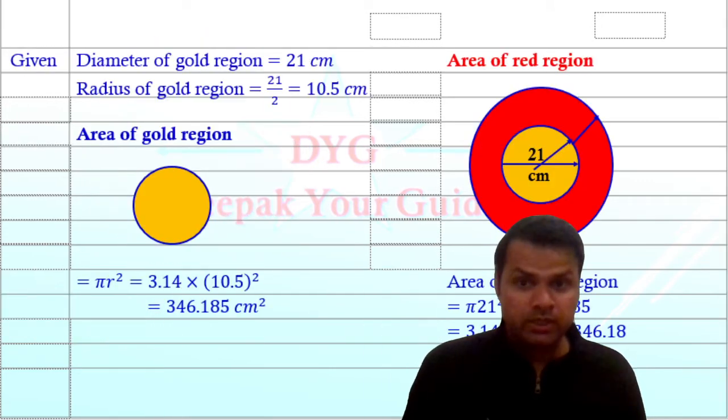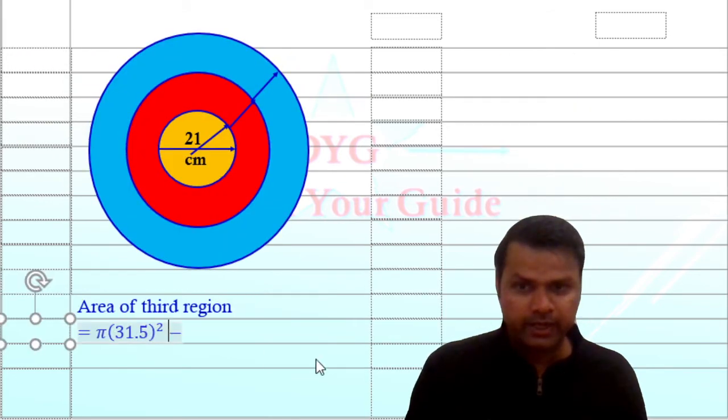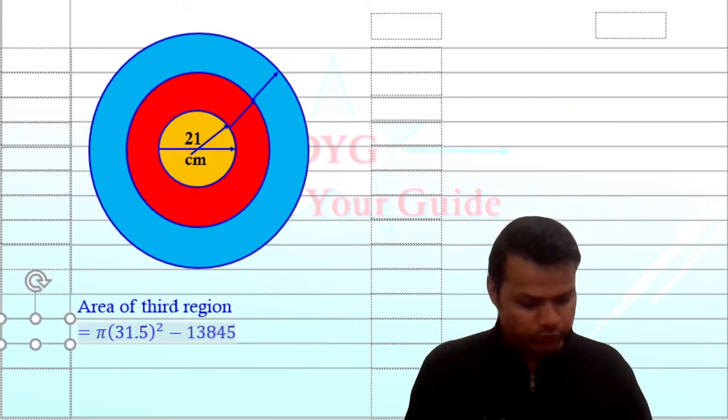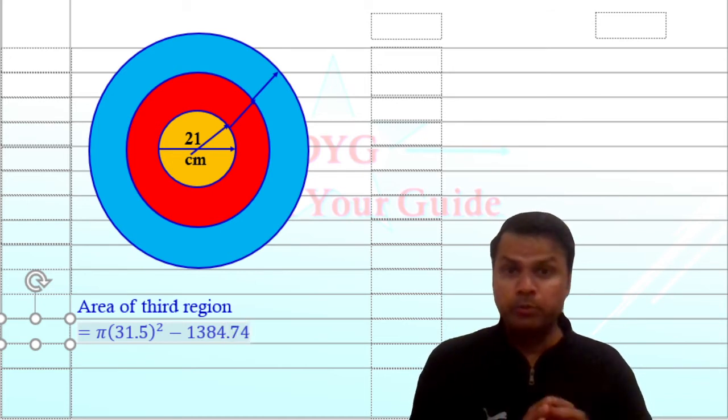Now be careful here. The complete region is this. Do not write this answer, because this answer is only for this red band. But now we are looking for the complete second circle, the area of the second circle, which is 1384.74. So I can write here 1384.7.